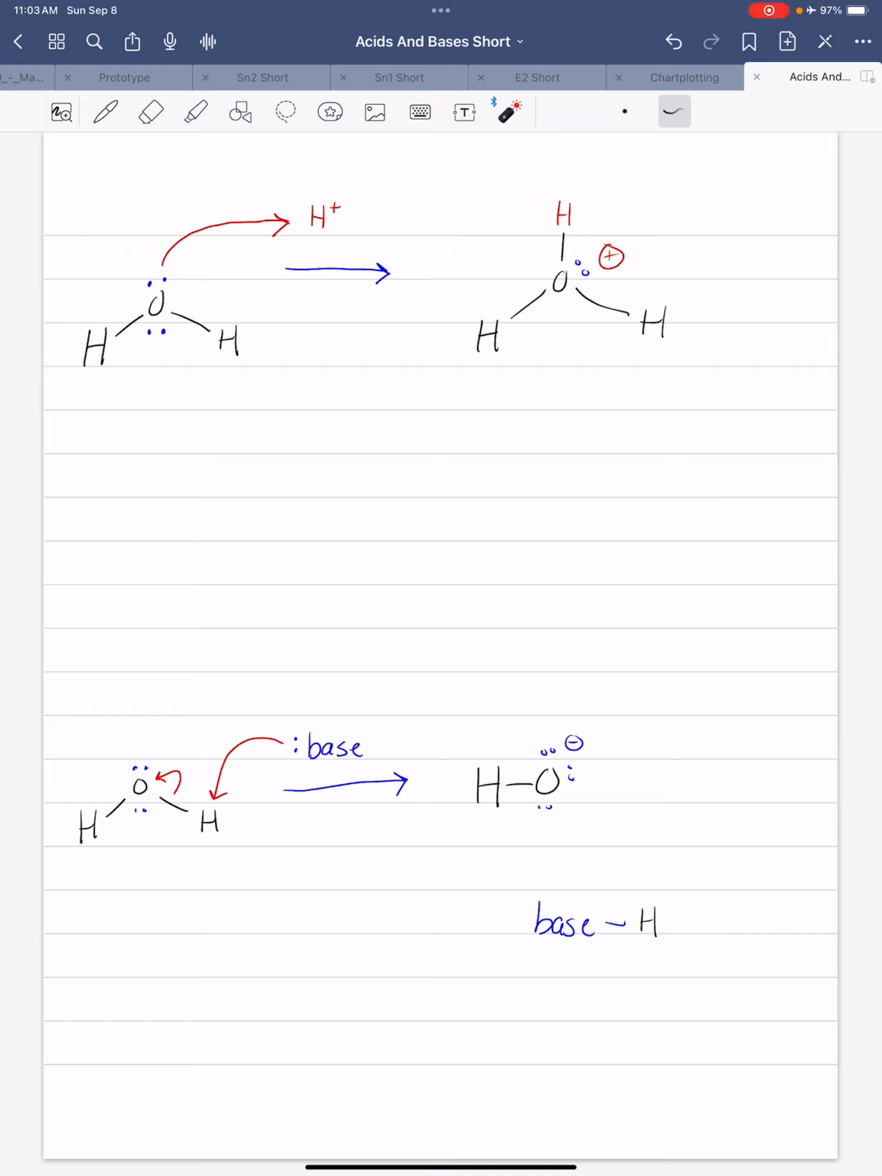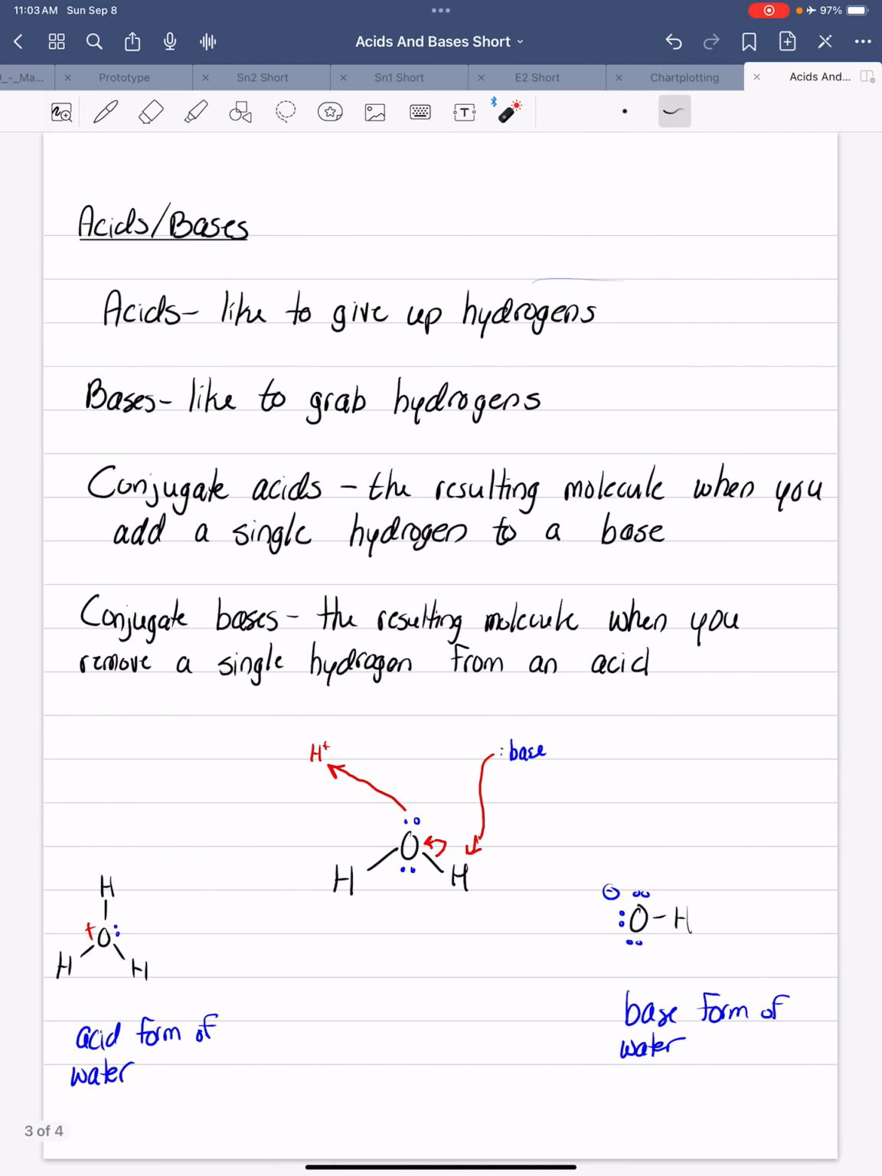So in this case, if water is acting as an acid, and acids like to give up protons, specifically this one, the resulting molecule left over after an acid gives up a proton is what we call our conjugate base. So again, a conjugate acid is the resulting molecule when you add a single hydrogen to a base, and a conjugate base is the resulting molecule when you remove a single hydrogen from your initial acid, okay? It's not too bad.